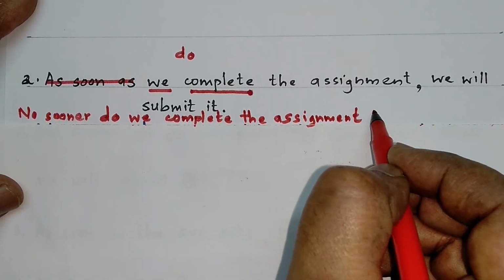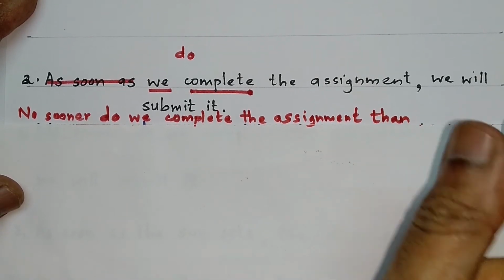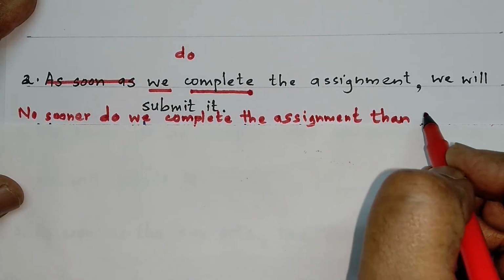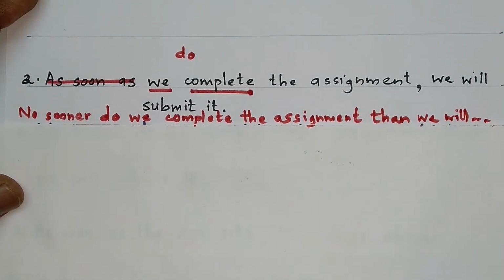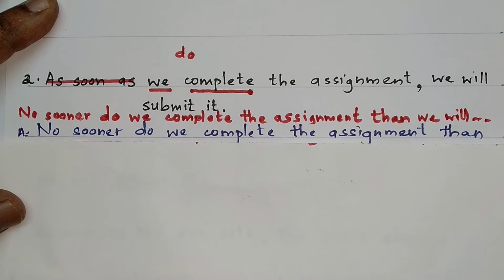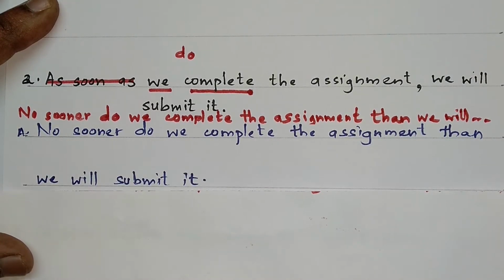Replace comma with than. And the other part of the sentence, we will submit. We have to copy the same. So the answer is, no sooner do we complete the assignment than we will submit it.